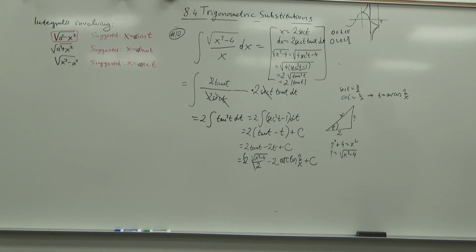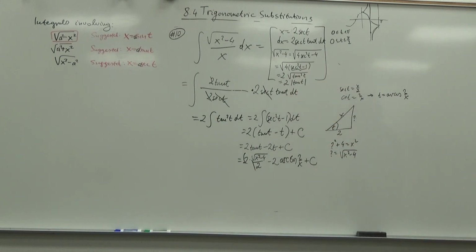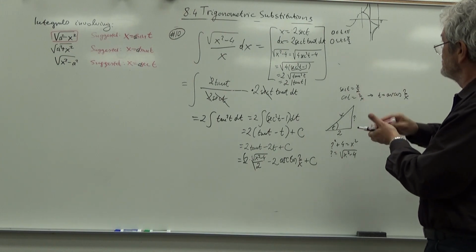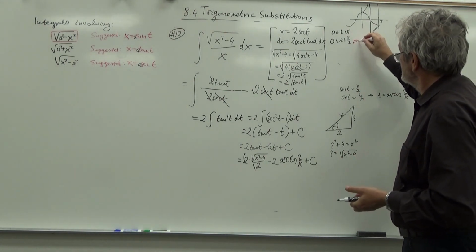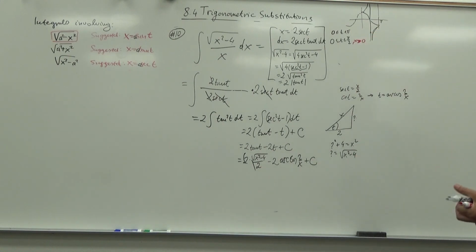But you remember in the beginning, just to make us a little less worried about this absolute value, I just assumed that x is greater than 0, so that t is between 0 and pi over 2. But then what happens if x is negative?